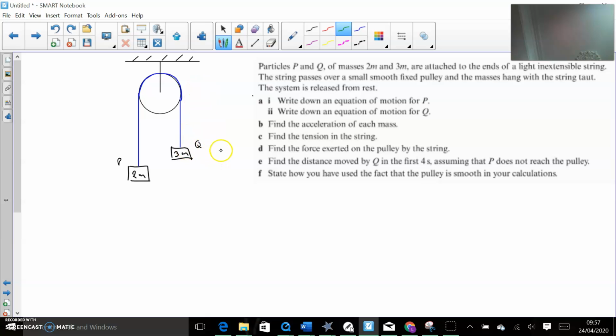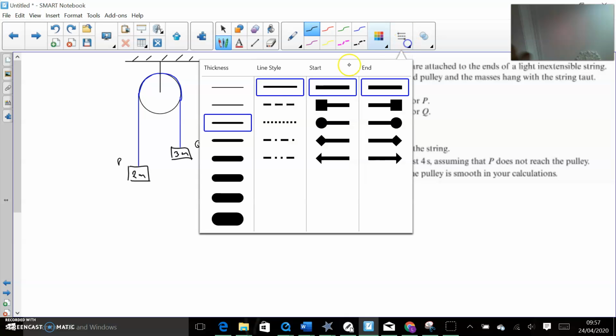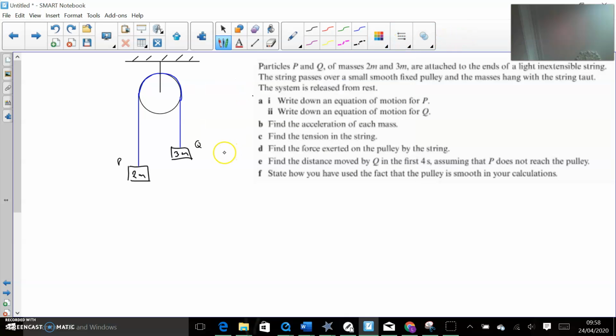Q will go down, so that will accelerate down. So Q will accelerate down, but P will accelerate up. P and Q both have the same magnitude of acceleration, so I'm going to call that acceleration A, but they are in different directions. We cannot consider this as one particle.